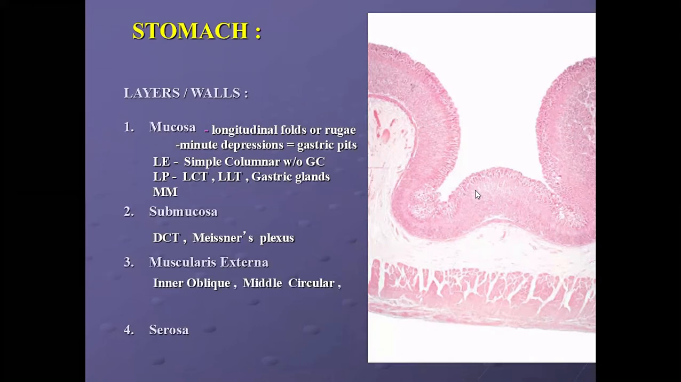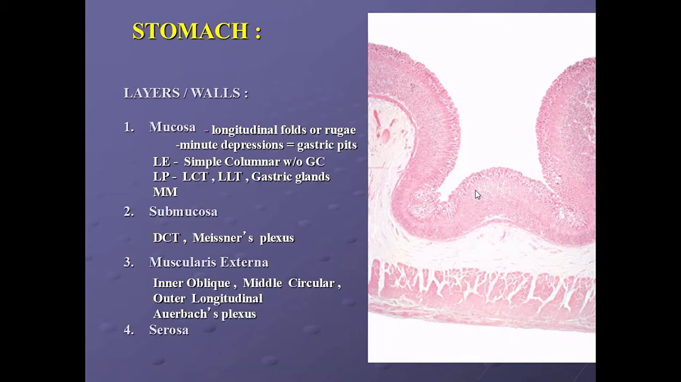In the muscularis externa, you have 3 smooth muscles, not 2: inner oblique, middle circular, and outer longitudinal. And then you have also your Auerbach's plexus between them in the muscularis externa. The last is serosa, because it is covered by the visceral peritoneal layer, and therefore you call it tunica serosa, or the lining is the presence of mesothelium.